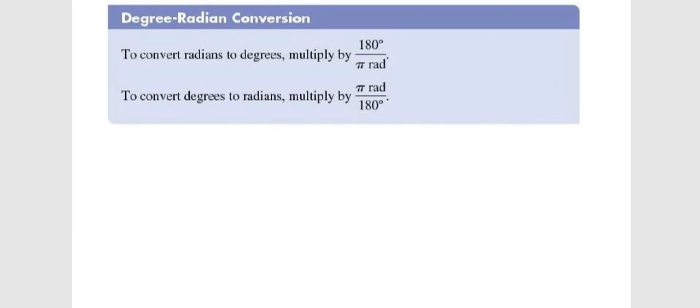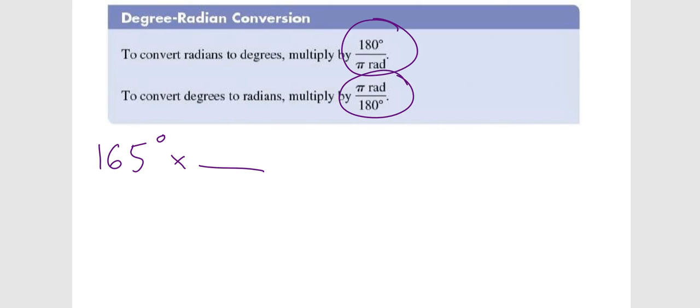I want to do this quickly so I can keep going to the end here, but let's say I start with 165 degrees, and I want to change that into radians. One of these fractions is going to be useful to me. Which fraction should I use? Second one? You are correct. I want pi radians on the top because I want the degree units to cancel.